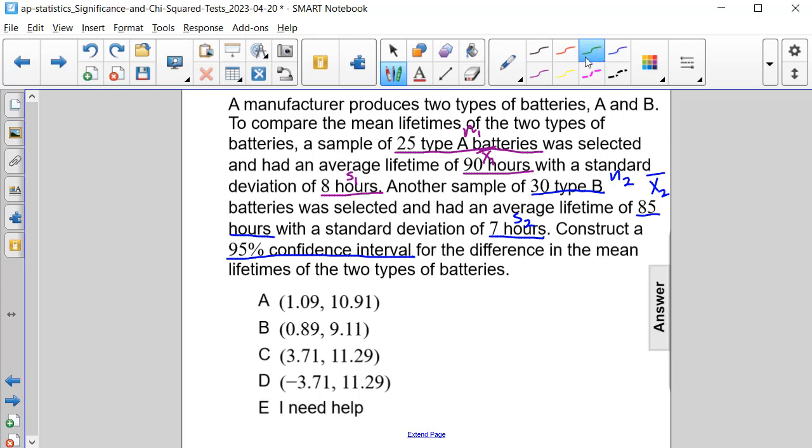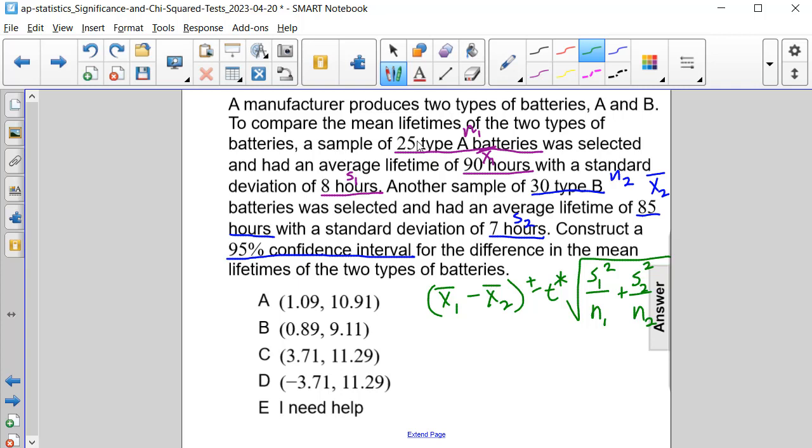So in order to find the lower and upper bounds of our confidence interval, we're going to be using the formula: sample mean for set 1 minus the sample mean of set 2, plus or minus t star times the square root of S sub 1 squared over N sub 1 plus our standard deviation for set 2, S sub 2 squared, over the sample size for set 2.